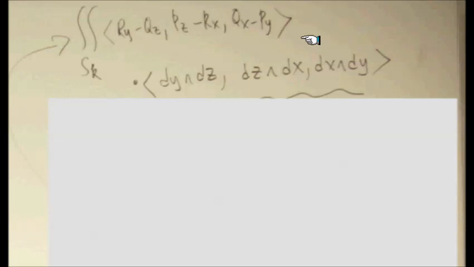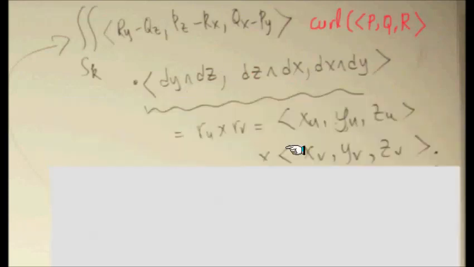And again, remind you the name of this. This part here is called curl of the PQR. Okay, I wrote it there. So that part is called curl PQR multiplied by these determinants. And let's think about the meaning of this determinant again. It actually turns out this is exactly Ru cross Rv if we put it into a parameterization form.